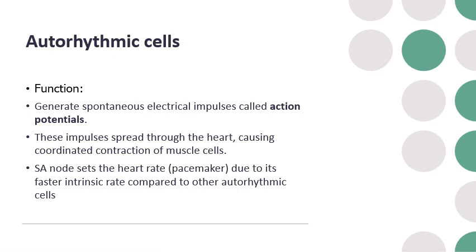Next, we're going to talk about the function of the autorhythmic cells. They generate spontaneous electrical impulses called action potentials. These impulses spread throughout the heart, causing coordinated contraction of muscle cells. The SA node sets the heart rate, again the pacemaker, due to its faster intrinsic rate compared to other autorhythmic cells.